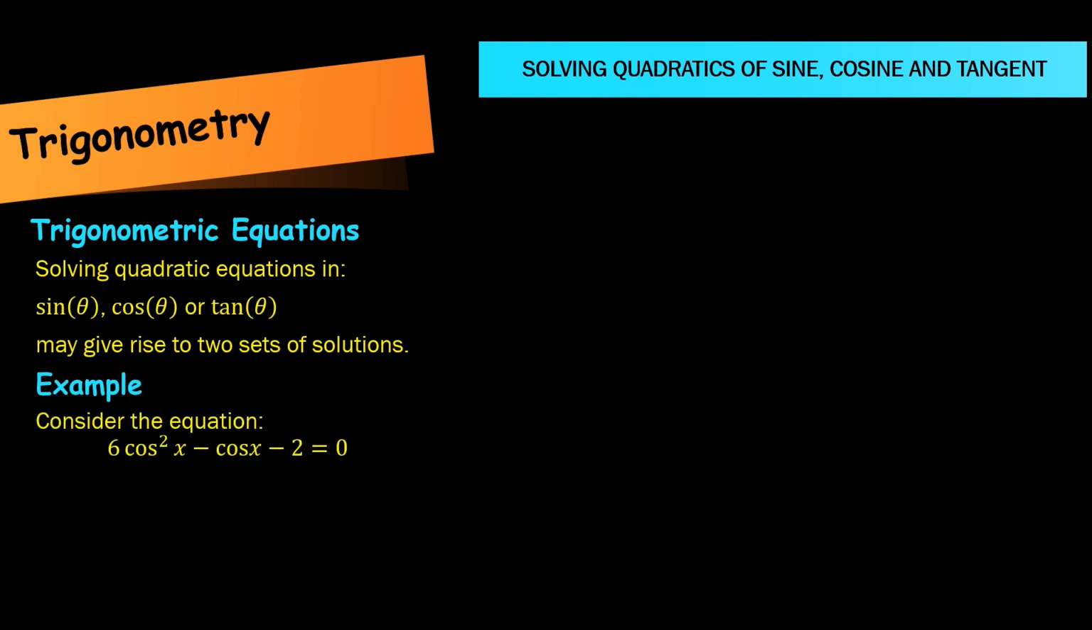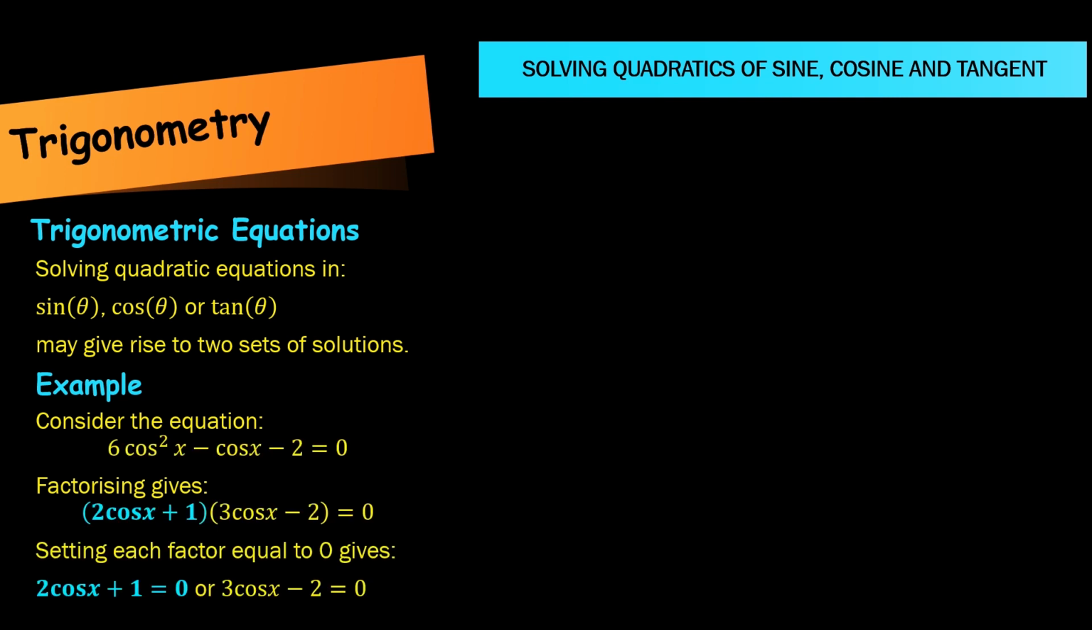So, for example, consider the equation 6 cos squared x minus cos x minus 2 equals 0. Factorising gives us 2 cos x plus 1 times 3 cos x minus 2 equals 0. Then setting each factor equal to 0 gives either 2 cos x plus 1 equals 0 or 3 cos x minus 2 equals 0.